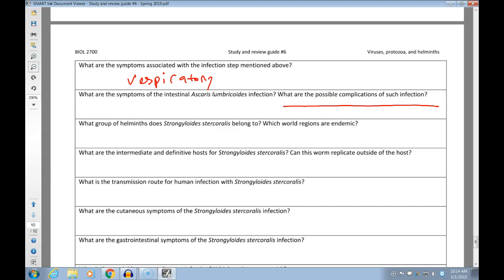Strongyloides stercoralis, a nematode, mainly in South America and Africa. Tropical regions. Yes, it can replicate outside the host. Intermediate and definitive hosts are humans.